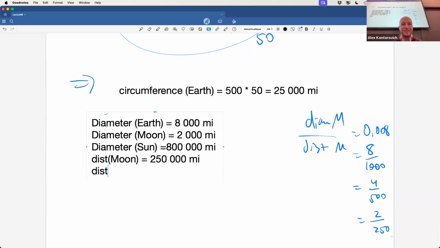And what's the distance to the sun? It's the same. So this is 8/1000ths. So if the diameter of the sun was 800,000, then the distance to the sun is 1,000 hundred-thousandths, also known as 100 million miles. So the sun is about 100 million miles away.